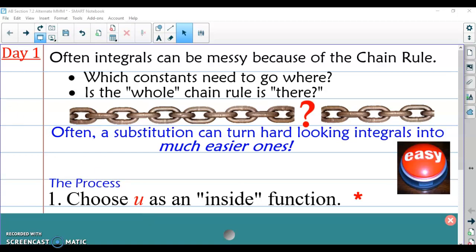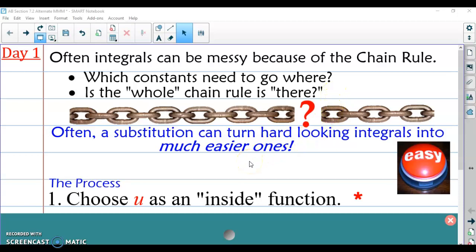So some of the questions that come up are, what about the constants? Which ones do we need? We know sometimes the chain rule adds additional constants in. Do I need a 5? Do I need a 1/5? Do I need a 2? Do I need a 1/2? Another question that comes up then is, is the entire chain rule there, present, accounted for? If not, what can we do about that?